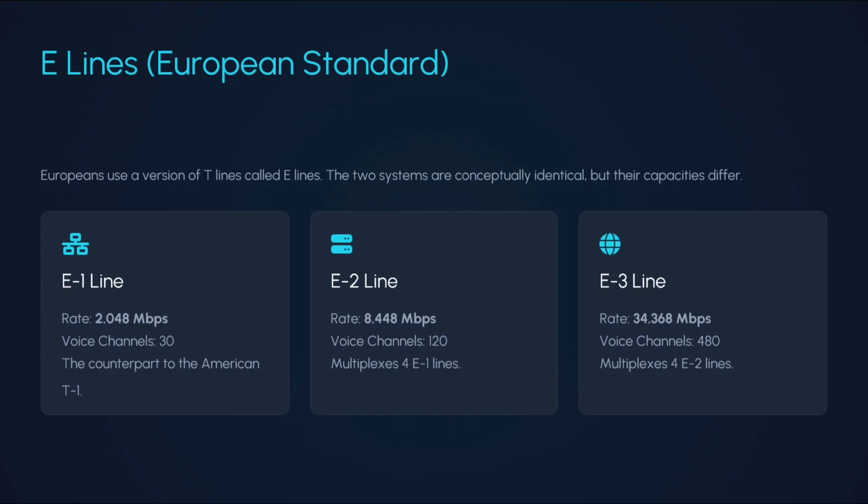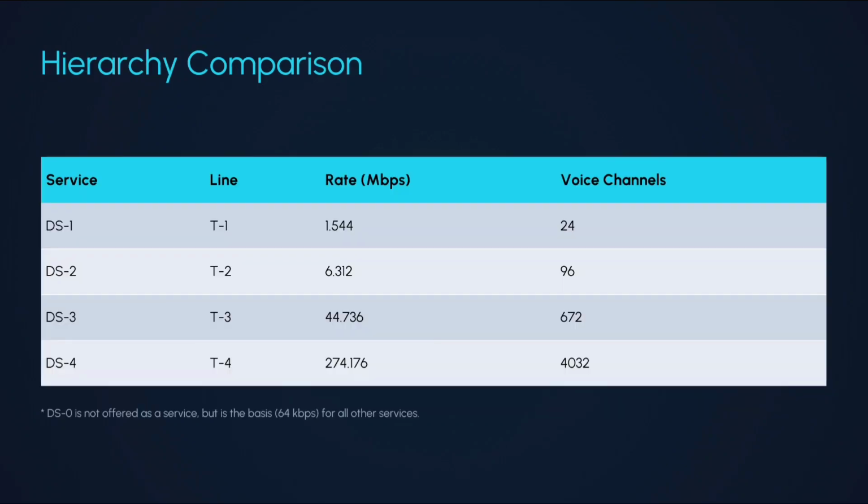E2 has data rate of approx 8.4 Mbps. It multiplexes 4 E1 lines and supports 120 voice channels, while E3 has data rate of approx 34.3 Mbps. It multiplexes 4 E2 lines and supports 480 voice channels.